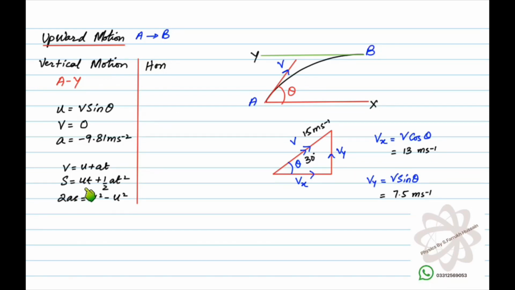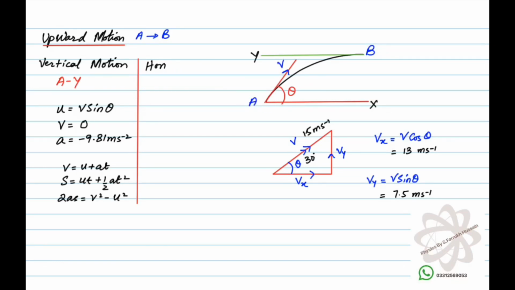The conditions for the use of these equations are the same as we have discussed earlier. The acceleration must be non-zero and constant, and the motion must be linear. As you can see, AY is the linear motion. From A to Y the object is moving vertically only.